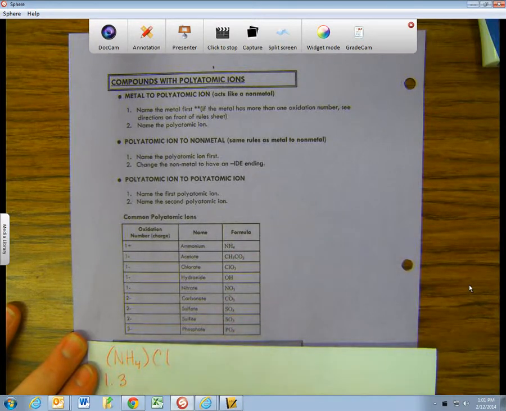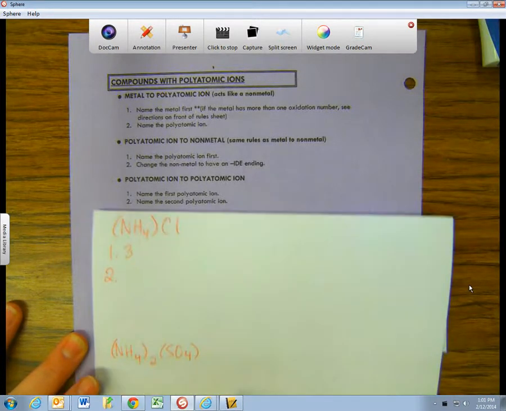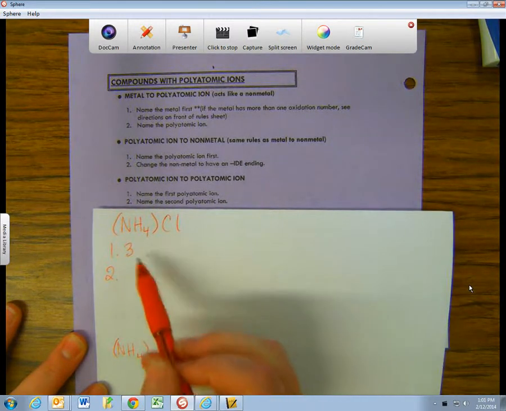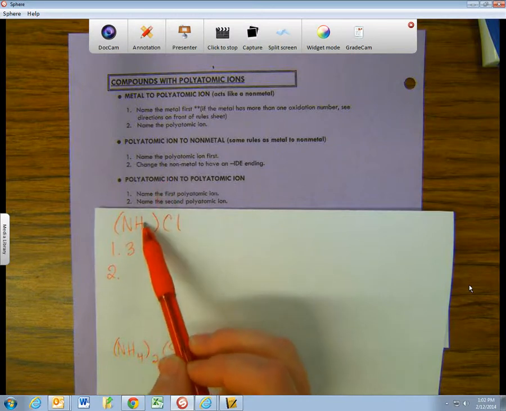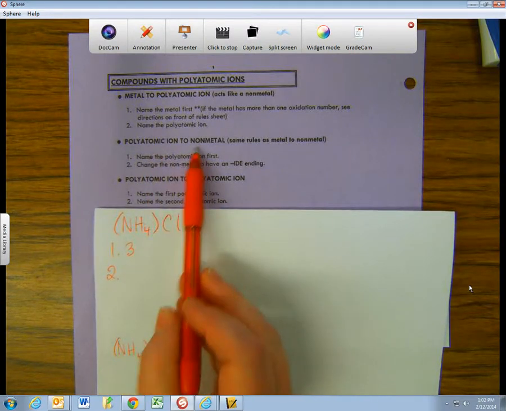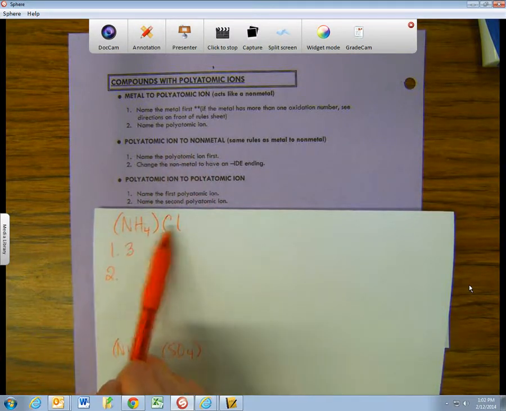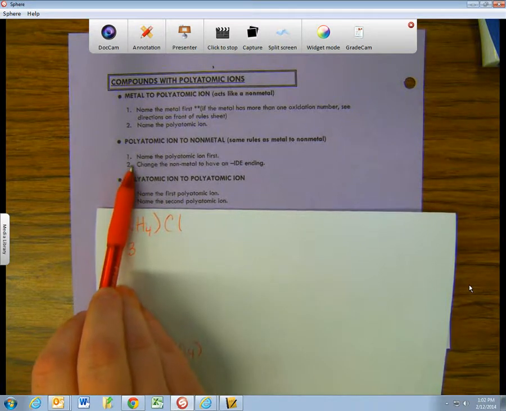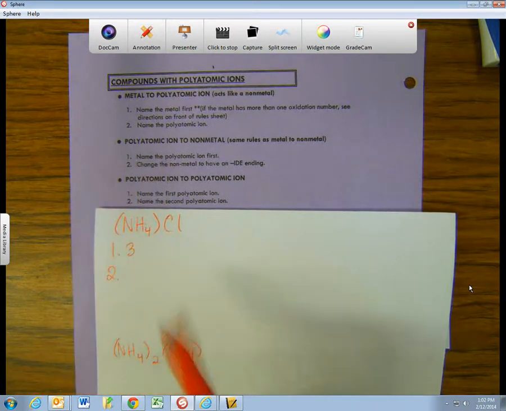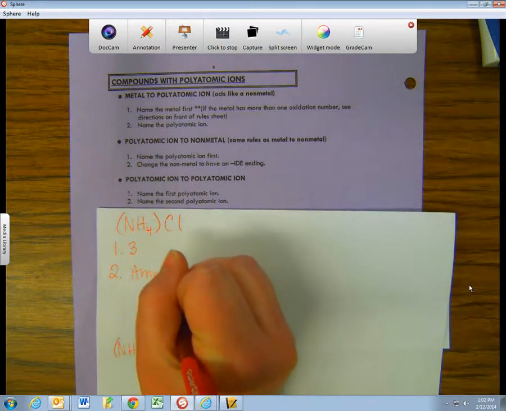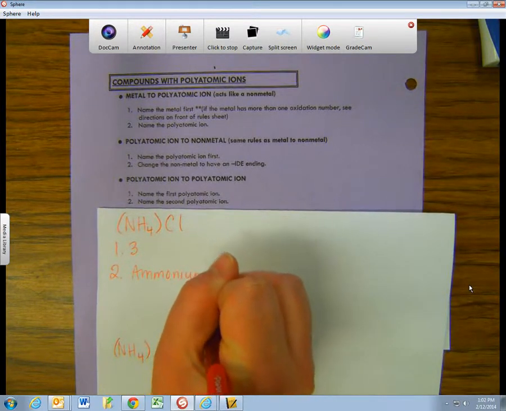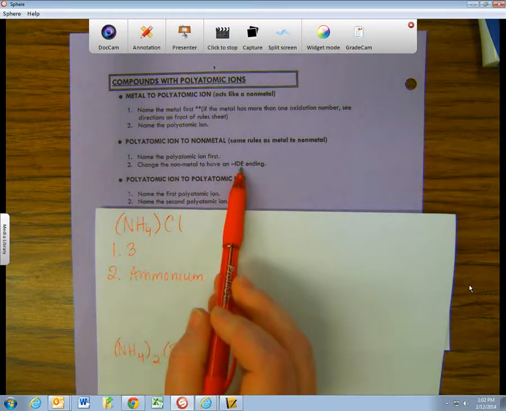So we have NH4 here. It starts with a polyatomic ion, but does it go to a nonmetal or another polyatomic ion? It goes to a nonmetal. So I'm going to follow these rules. I'm going to name my polyatomic ion first, which is ammonium. And then I'm going to change the nonmetal to have an IDE ending with just the first syllable, so chloride. And I'm done with that one.